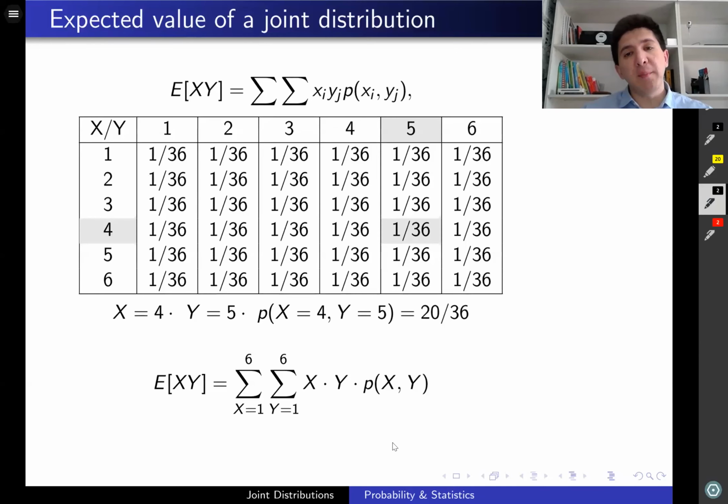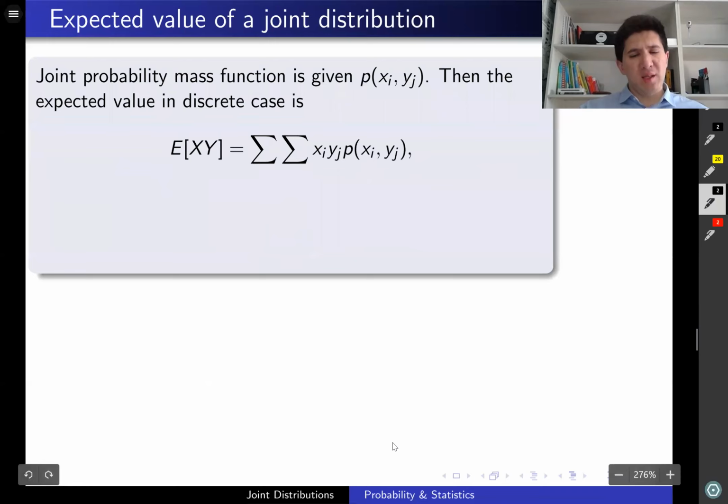I need to multiply them, then multiply them by the probability, which is equal to 1 over 36. In total, I will get 20 over 36. In order to find the expected value of X multiplied by Y, we need to find all of these combinations of the multiplications of X and Y and multiply them by their probabilities. So it's going to be slightly complicated, but we are going to do an easier example here.